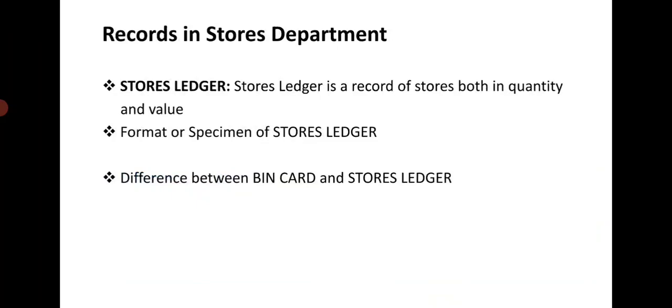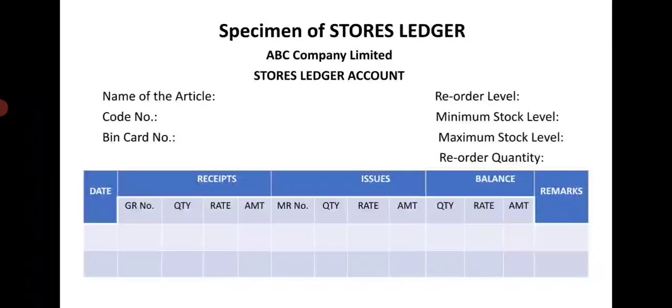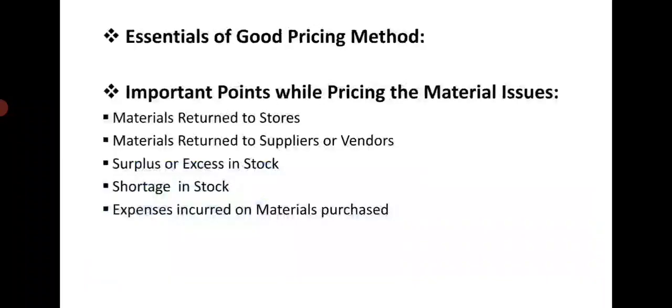So fifth difference is in the bin card, transactions are updated individually because at every point of time storekeeper needs to be aware of the actual position of the stock. But in the stores ledger account, it is normally updated after a certain period and one entry is posted for similar items. So these are the differences between the bin card and the stores ledger account.